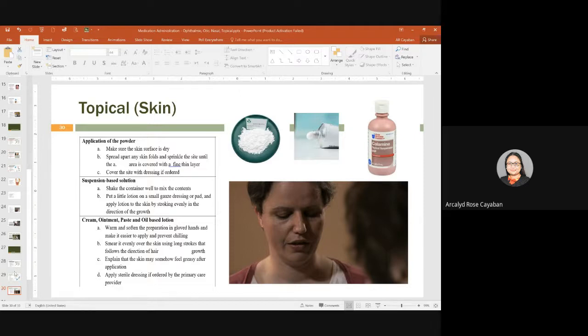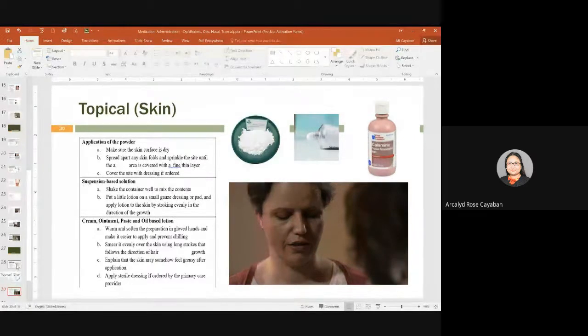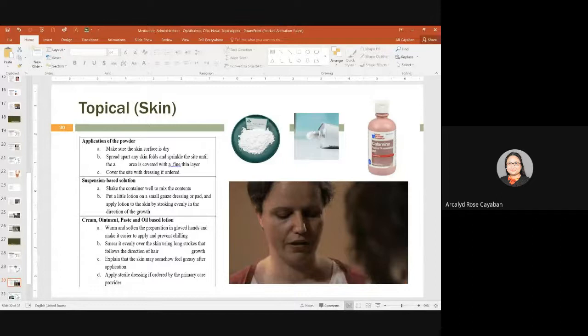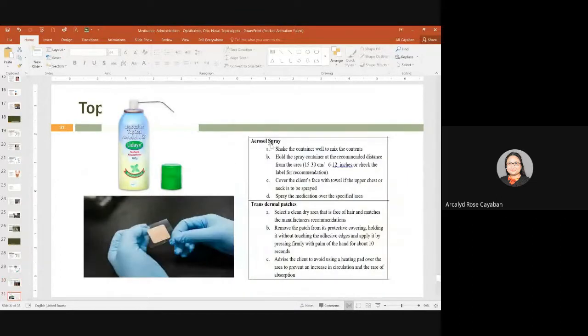Number 4 type would be, we have the powder, we have the suspension base, we have the cream, ointment, paste, and oil-based solution, and then we also have the aerosol spray. For aerosol spray, this is an example. We have the lidocaine topical aerosol spray. Of course, you have to shake the container well to mix the content, or depending on the manufacturer's recommendation.